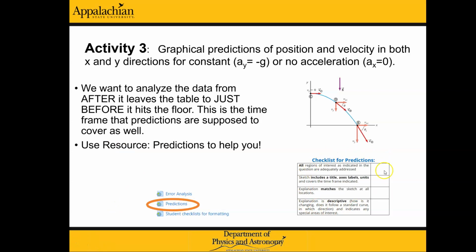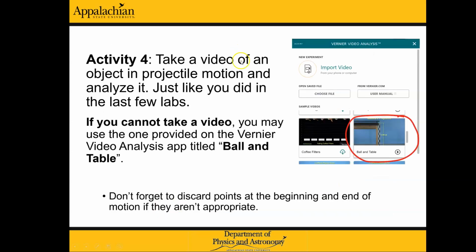Don't forget to check all the boxes on your checklist for predictions. What most people forget are the title and the axes labels on your prediction sketches. In activity 4, you're going to take a video of an object in projectile motion, just like you did in the last few labs. If you can't take this video, the Vernier Video Analysis has a video you can use. It is called The Ball and Table.